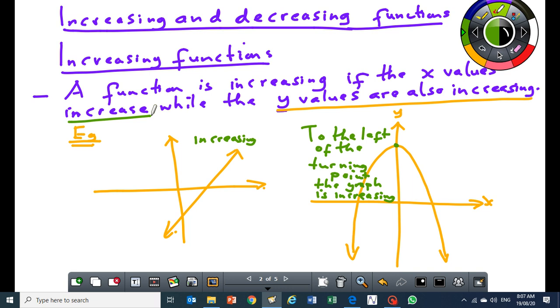But we judge the graph based on the y values because the x values will always increase, whether a function is an increasing function or it's a decreasing function. So you must look at the y. Are the y values increasing? Are they decreasing? Okay? If the y values are increasing, then you say it's an increasing what? Increasing function.